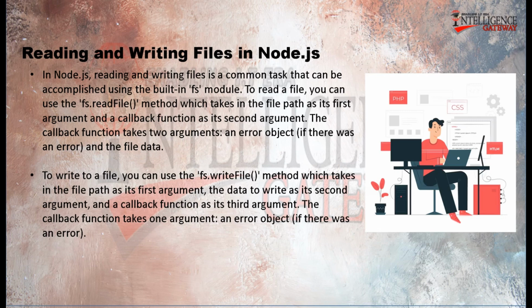To write to a file, you can use the fs.writeFile method, which takes in the file path as its first argument, the data to write as its second argument, and a callback function as its third argument. The callback function takes one argument, an error object if there was an error.